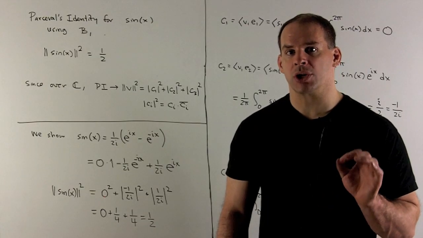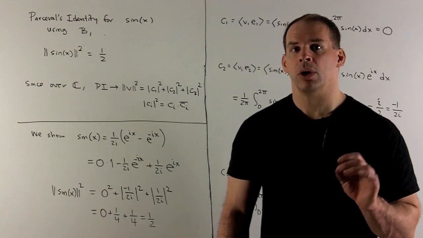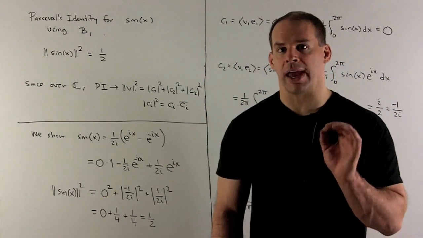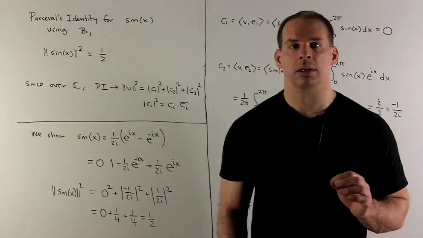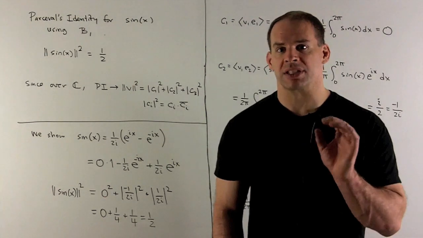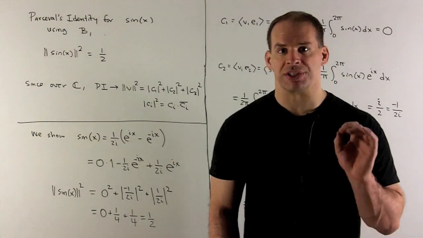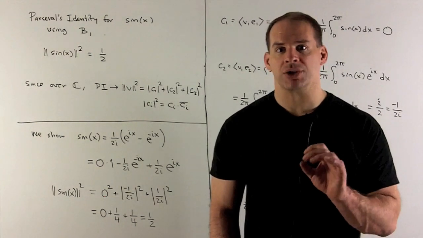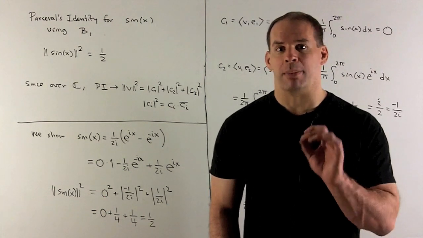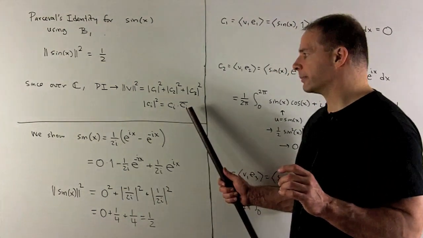Finally, verify Parseval's identity for sine of x using B1. Using B2, or the inner product itself, we've seen that the length squared of sine of x is equal to 1/2. Because B1 puts us over the complex numbers, we need to make a slight change to Parseval's identity. Instead of the sum of the squares of the c's, we use the sum of the squares of the moduli of the c's. If I have a complex number, we get its modulus squared by taking the complex number multiplied by its complex conjugate.